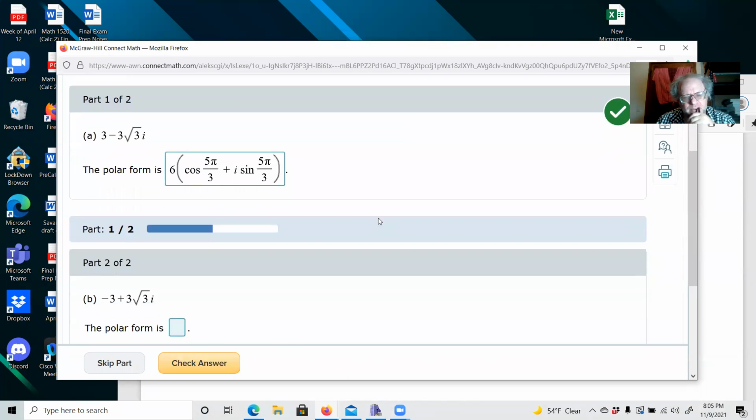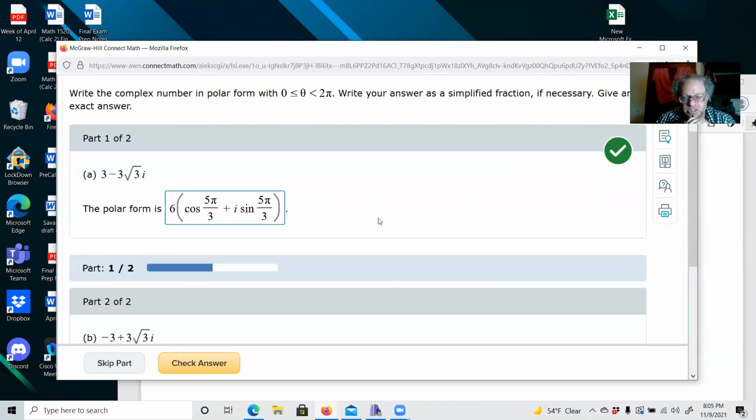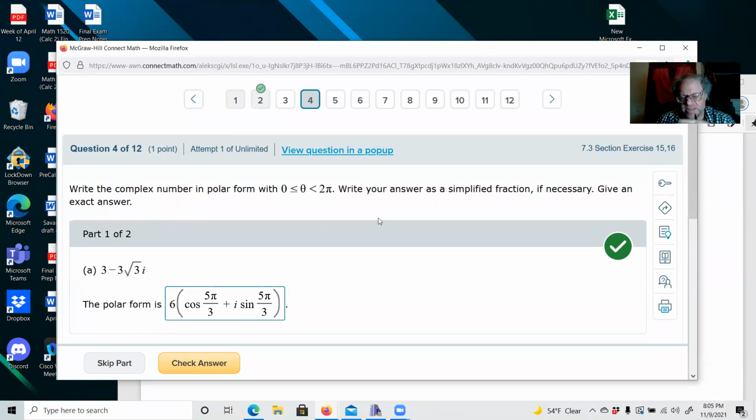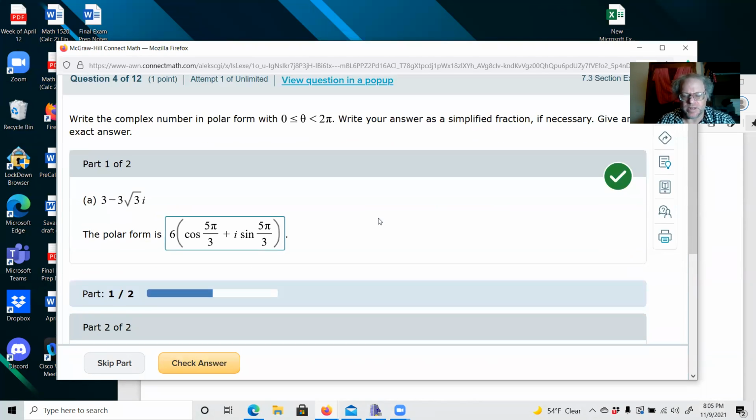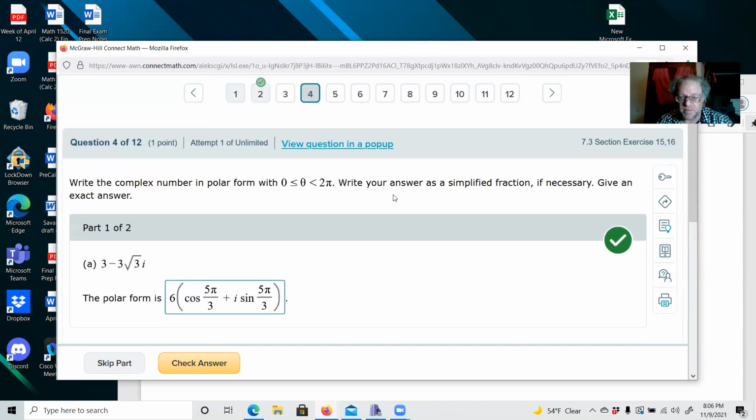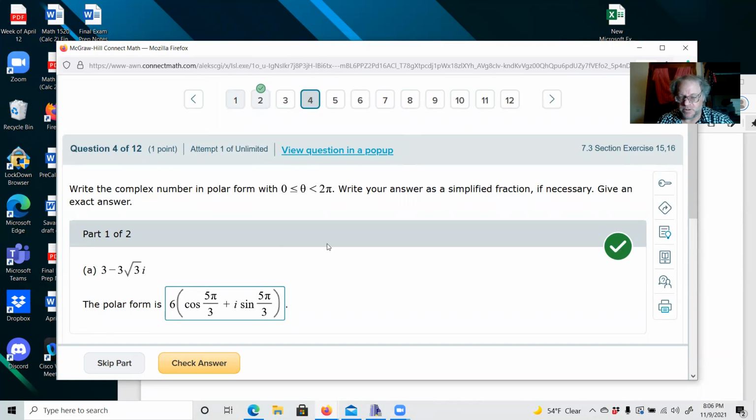All right, yeah. So I'm going to let you guys finish those. Effectively, it's just getting some practice at converting from rectangular form to polar form. So that's pretty much what we're doing with that.